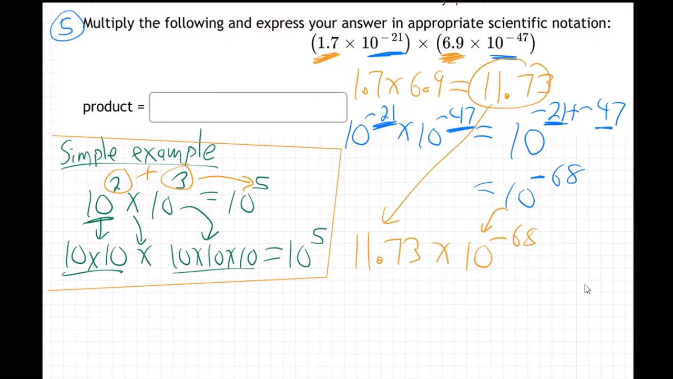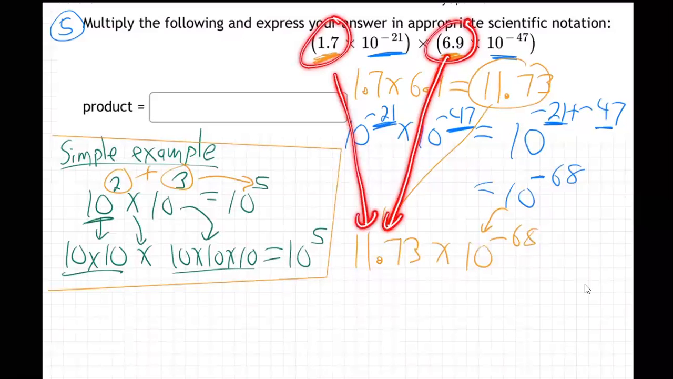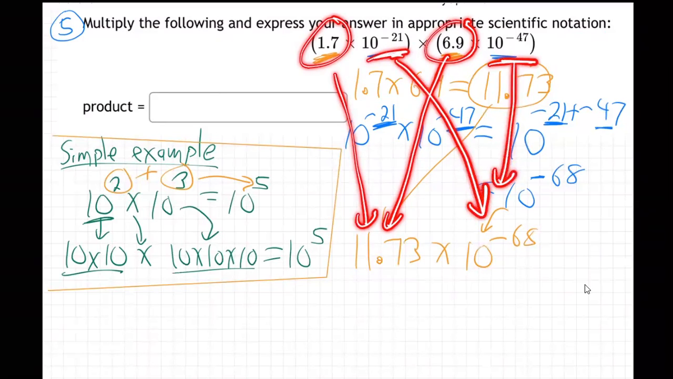So now, what did we do on this problem? We took the numbers in the front and we multiplied them on our calculator. And then we took the powers and we added the powers, right?